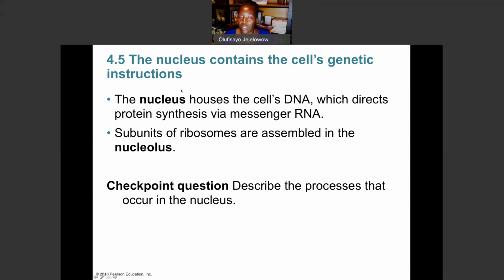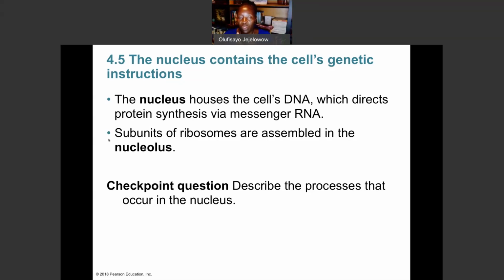Inside the nucleus is also the region called the nucleolus, meaning little nucleus. When you look under the light microscope at the cell, the nucleus appears denser than the rest of the cytoplasm. Also, the nucleolus appears denser than the rest of the nucleoplasm.